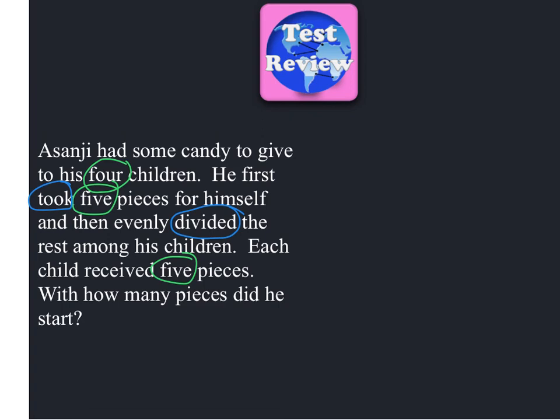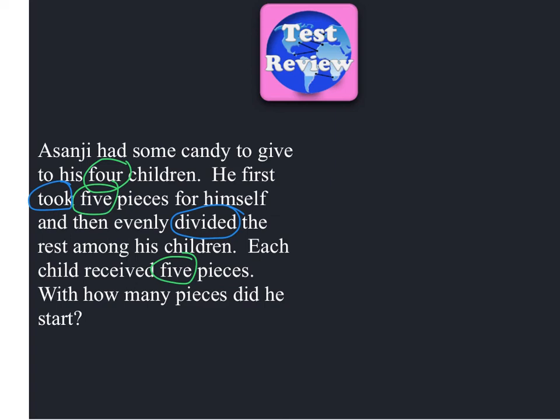So again, if we read this, it's Sanji had some candy to give to his 4 children. He first took, remember took is going to mean subtraction, 5 pieces for himself, and then evenly divided the rest among his children. Each child received 5 pieces. So after he took the 5 pieces and after he divided it amongst his children, each child has 5 pieces. With how many pieces did he start?